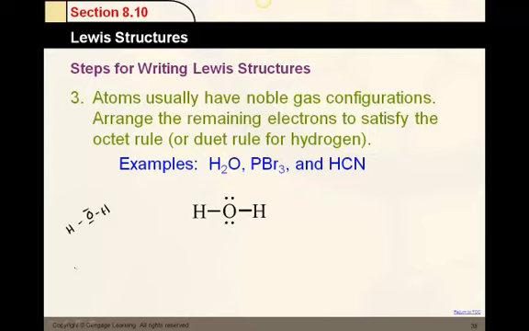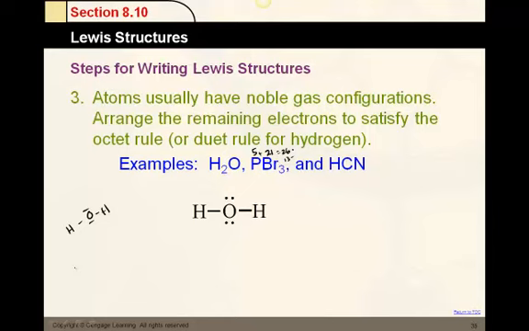PBr3. So I go to the periodic table and I look up phosphorus. Phosphorus has 5 valence electrons, and bromine has 7 times 3, which is 21. So that's 26 dots, or 13 dashes. So I have to have 13 dashes for PBr3.